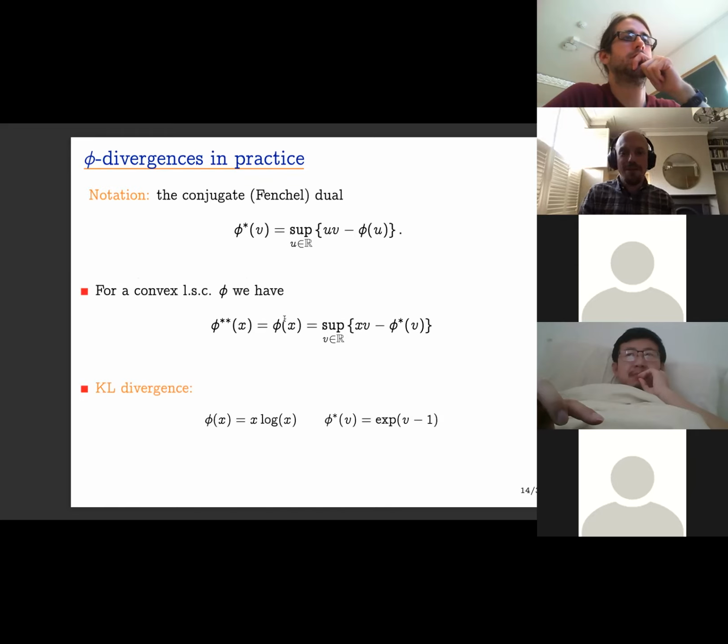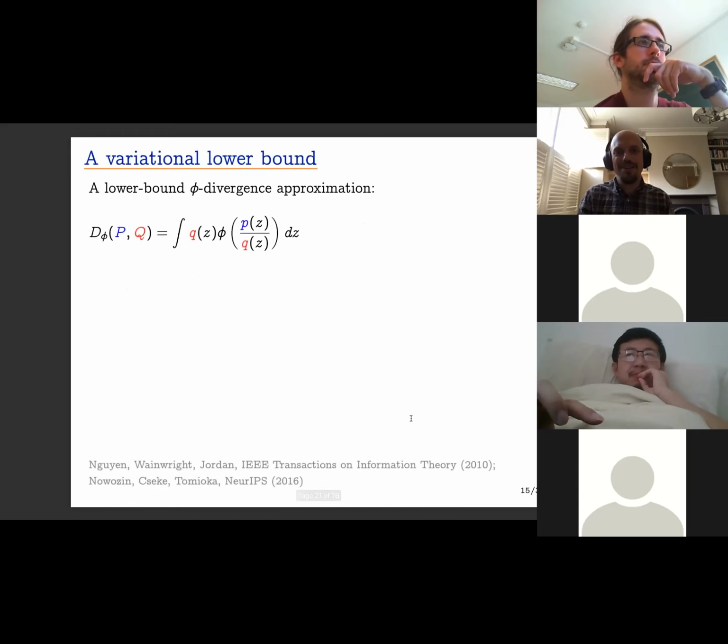Okay. Now for the KL divergence, just for context, when phi of x is x log x, with a very small amount of algebra, you can find this slope-intercept form of it, which is e to the v minus 1. Okay, it's pretty straightforward to do. Okay, so this is the dual. Let's now use it to see what people are really doing when they say that they're using a phi divergence as a GAN critic. So here's my phi divergence, expectation under Q of phi of P on Q.